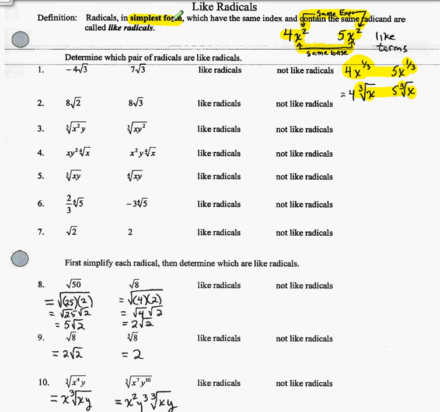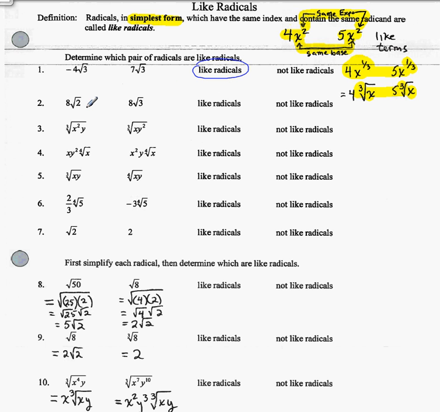Well, let's go through the first 7 examples. All of these radicals are already in simplest form. The first pair, notice that on both of these radicals right here, the radicand is 3. It's 3 over here. And the index, since there's not a number shown here, or a number shown here, it's understood to be 2. Both of them are square roots. They have the same radicand and the same index, so these are considered like radicals.